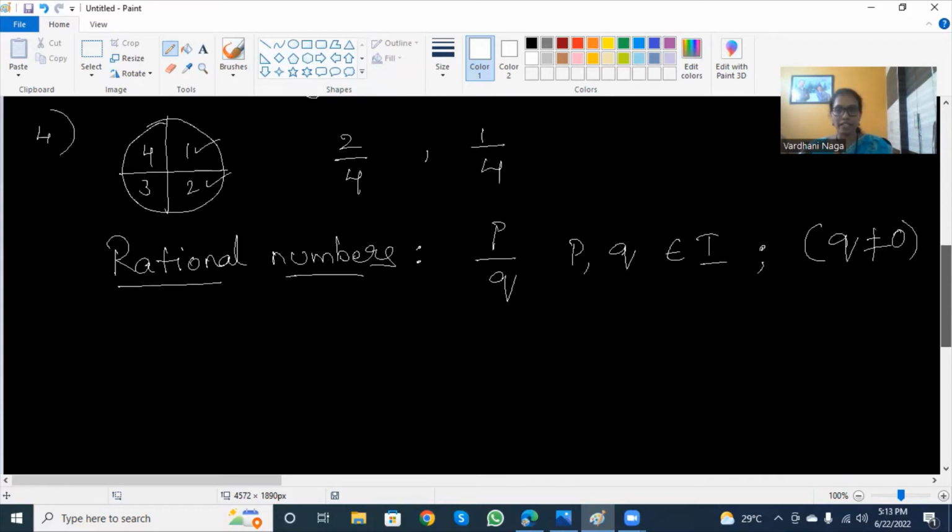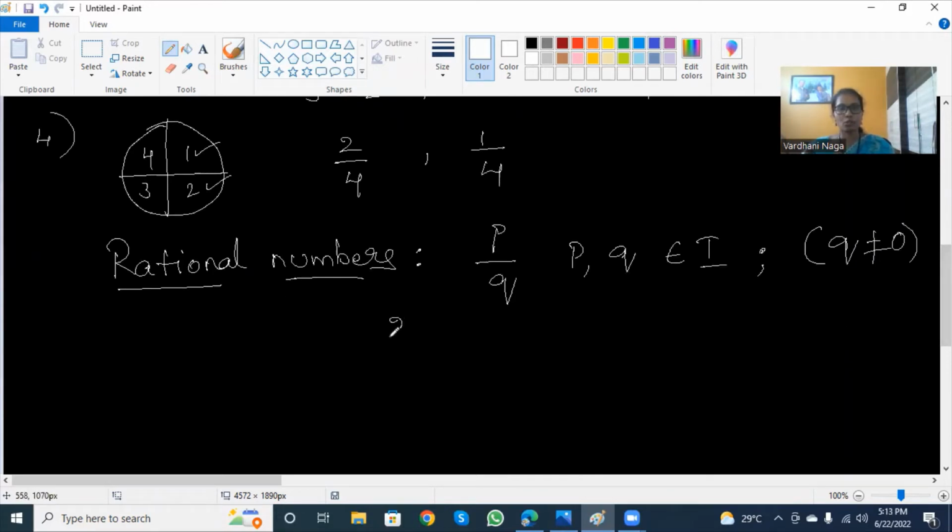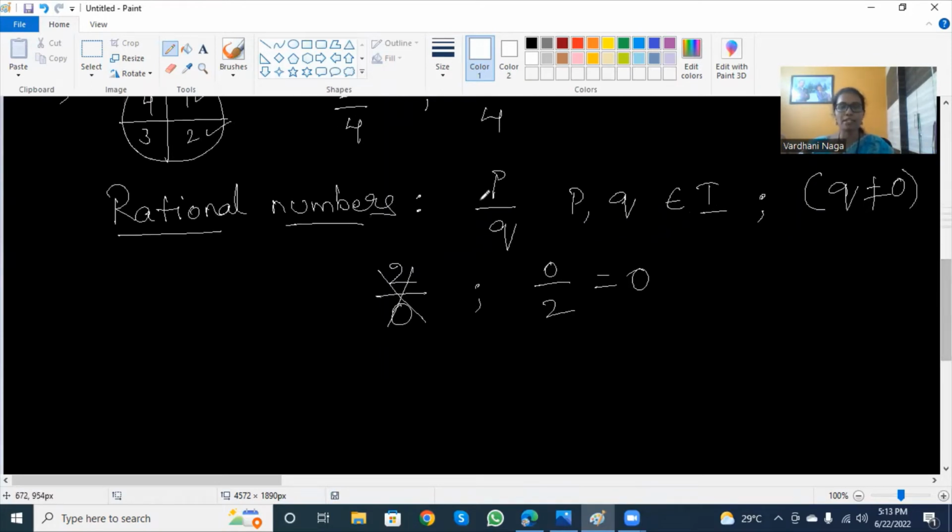What happens if I take Q equal to 0? 2 over 0, 2 by 0 means it's nothing, no value for this. 0 by 2, we have a value, 0. So 0 by anything we can represent. But 2 by 0 does not exist. There is no value when 0 is situated in the denominator. So rational numbers are always expressed in the form of P by Q, where P, Q belong to integers, and Q is not equal to 0.